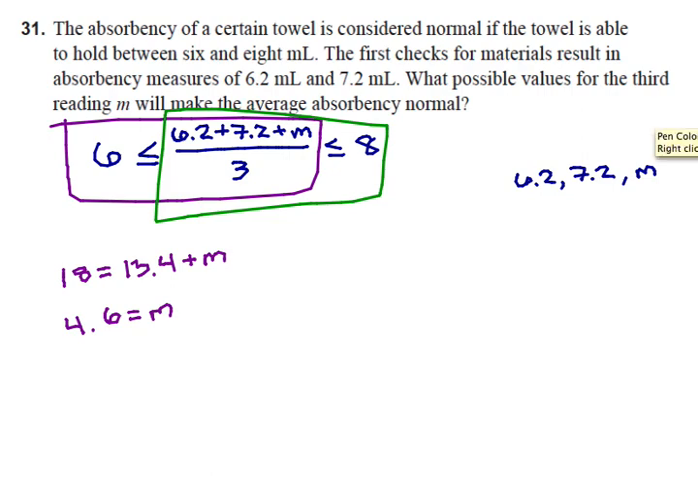On the high end, let's look at the high end. We'll multiply by 3, so we end up with this 13.4 plus m is going to be less than or equal to 24. Oh, one small change here. This is supposed to be. There we go. And then we'll subtract. So over here we need to come up with an m that is somewhere less than 10.6.